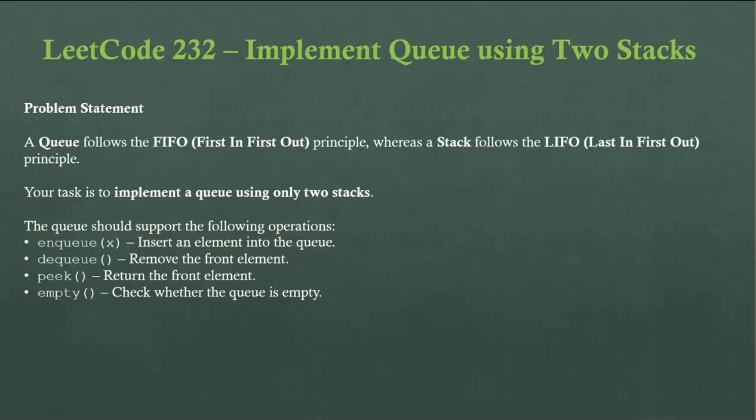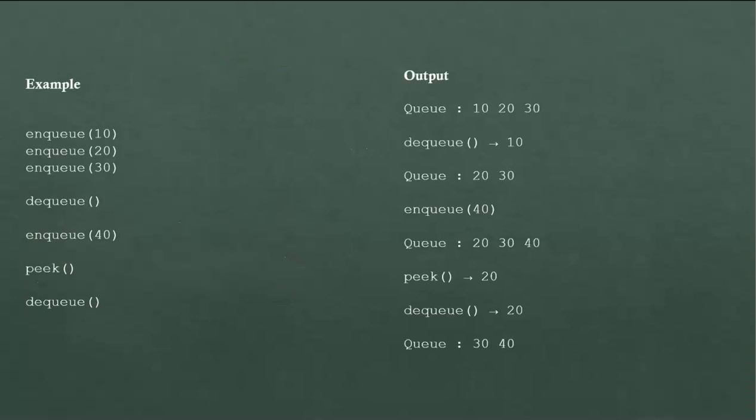Queue should support the following operations. Enqueue of X will insert an element onto the queue. Dequeue removes the front element. Peek returns the front element. Empty checks whether the queue is empty. The challenge today is to bridge the gap of the queue and the stack working principle. We need to fully simulate a queue's FIFO behavior supporting enqueue, dequeue, peek, and empty using nothing but two LIFO stacks.